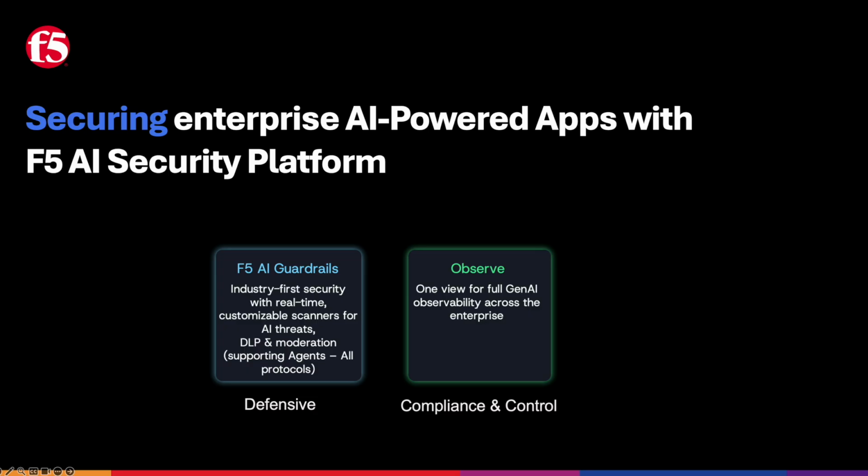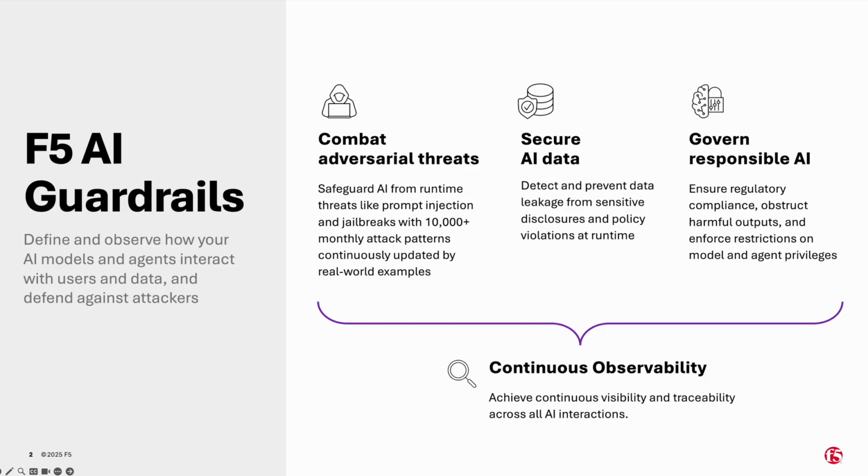Today, I will demonstrate how F5 AI Guardrails, together with observability, helps ensure that AI systems remain secure, compliant, and aligned with organizational policy. As organizations scale their AI initiatives, visibility and governance become essential. F5 AI Guardrails enable you to centrally define, protect, and observe how AI models and agents interact with users and data, ensuring trust, compliance, and resilience against emerging AI threats.